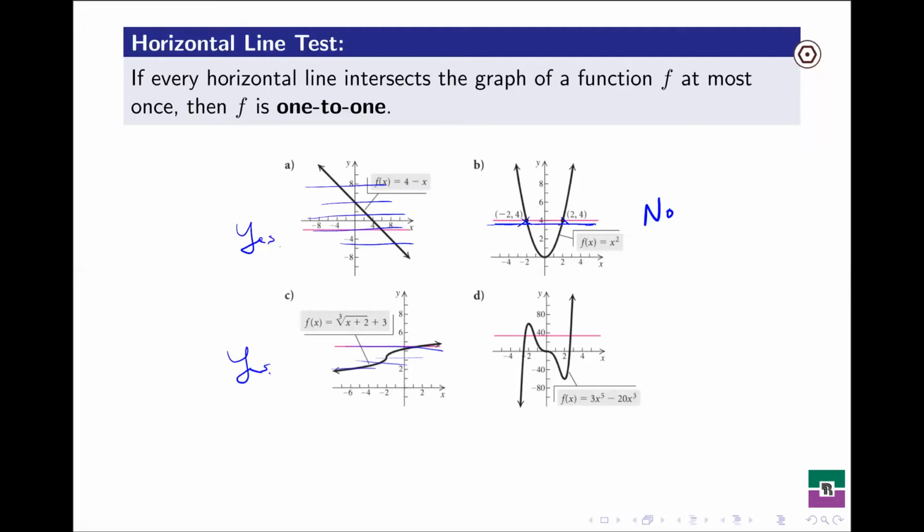And then how about this polynomial function right over here? Drop a horizontal line. Let's do the one that they've drawn right here. Bam, bam, bam. It intersected that graph 3 times. It is not 1 to 1 because that particular y value corresponds to exactly 3 different x values. And you can't do that.